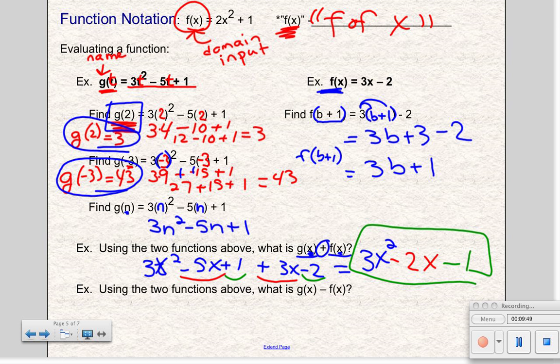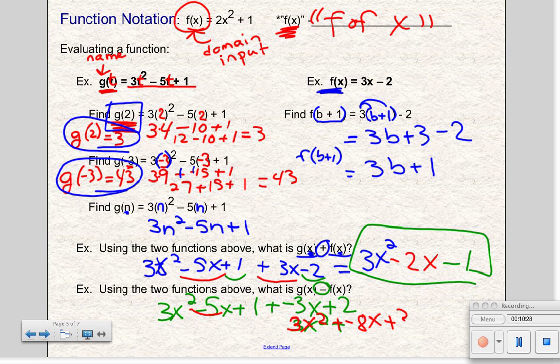Subtracting is a little different. So I'm starting with the g function, so it's 3x squared minus 5x plus 1. Instead of subtracting, I'm going to add the opposite. So I'm going to add a negative 3x squared, or sorry, 3x, and I'm going to add a positive 2. See that? I changed that to adding the opposite. And now it's still going to be 3x squared, plus, I keep thinking I'm drawing with a different color here, sorry. So I have 3x squared plus negative 5 and negative 3 is negative 8x, and 1 plus 2 is 3.